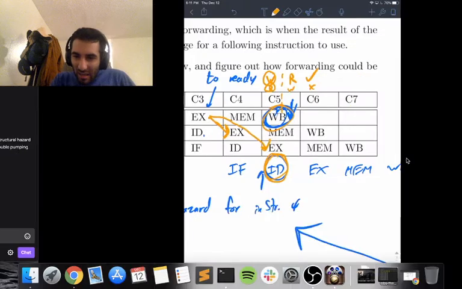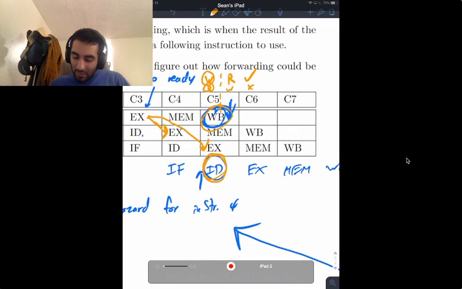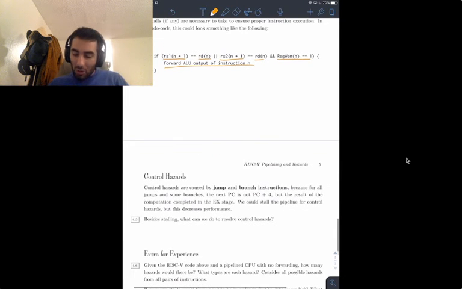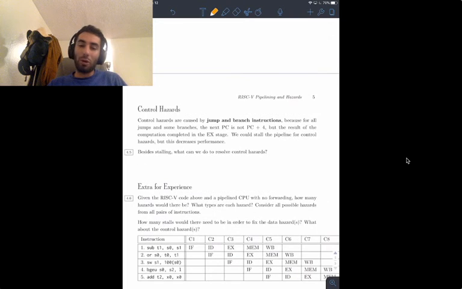Oh, perfect. All right, lastly, we have control hazards. Control hazards is actually what you had to implement in your project 3.